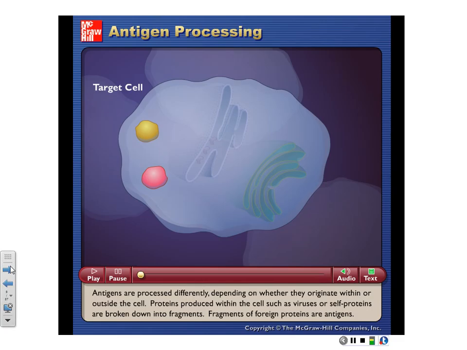Okay, in the exam, if I ask how does the body process external antigens or internal antigens, or if I say MHC1 and MHC2, how is that processed? And then you'll be able to tell me, right?